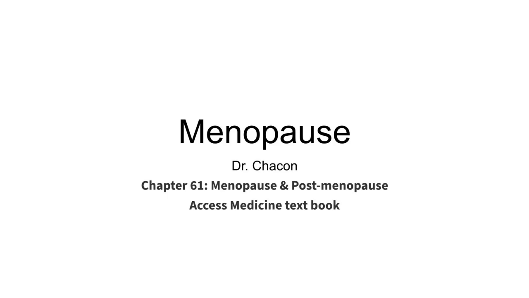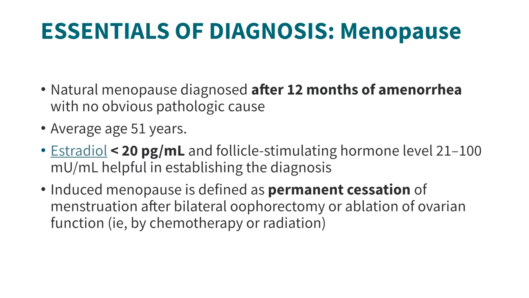Menopause is taken from chapter 61, menopause and postmenopause. Some essential items are the following. Natural menopause is diagnosed after 12 months of amenorrhea with non-obvious pathological cause. The average age is going to be 50 to 51 years in the US.